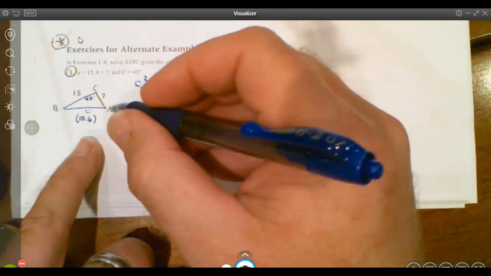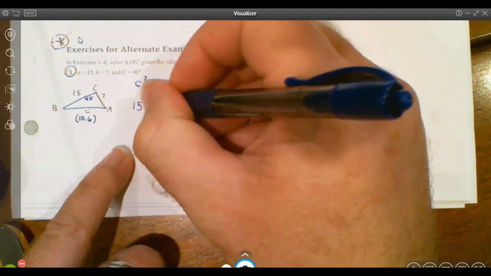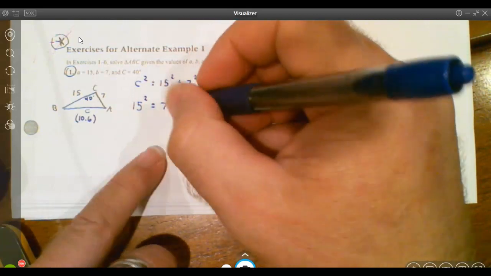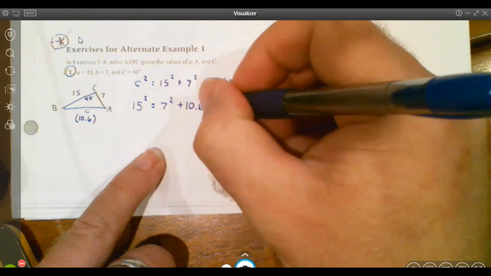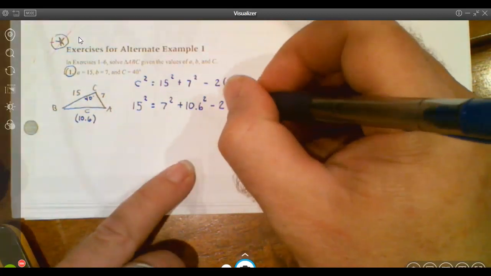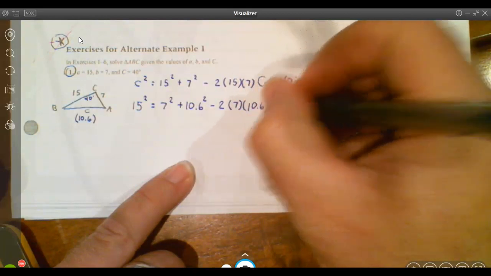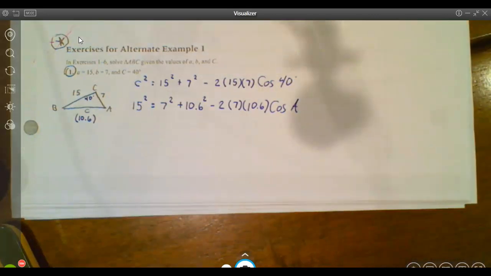So we're going to look for angle A, which means this is now the 15, which means these need to be the other two sides, which are 7 and 10.6. Minus 2, 7, 10.6, cosine of angle A. So again, there's our setup. Ultimately, at the end of this, we're going to have to do an inverse cosine to figure out angle A. So let's go ahead and throw that in.